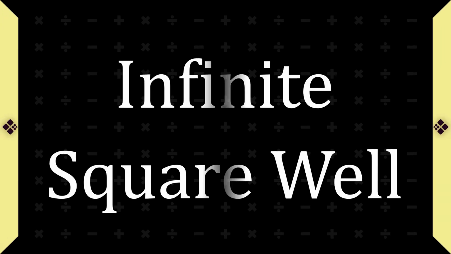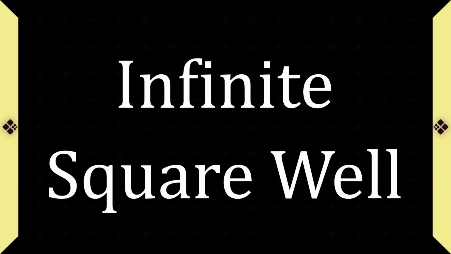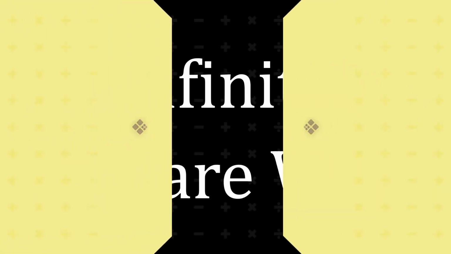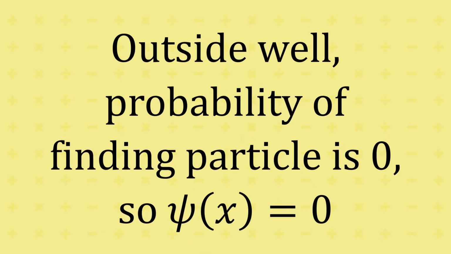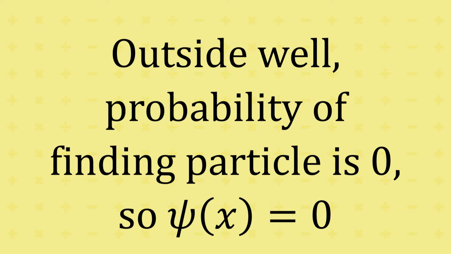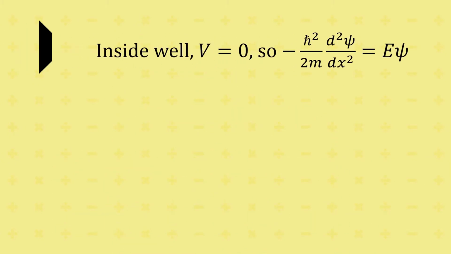Now, let's move on to discuss the solution to the Schrödinger equation for an infinite square well, which has potential given by V of x equal to 0 for x between 0 and a, and infinity otherwise. Outside the well, the probability of finding the particle is 0, so psi of x is equal to 0. Inside the well, the potential is 0, so the time-independent Schrödinger equation becomes this.